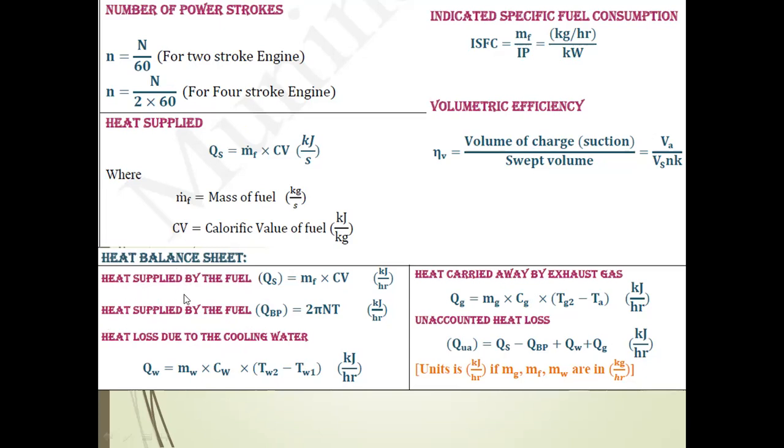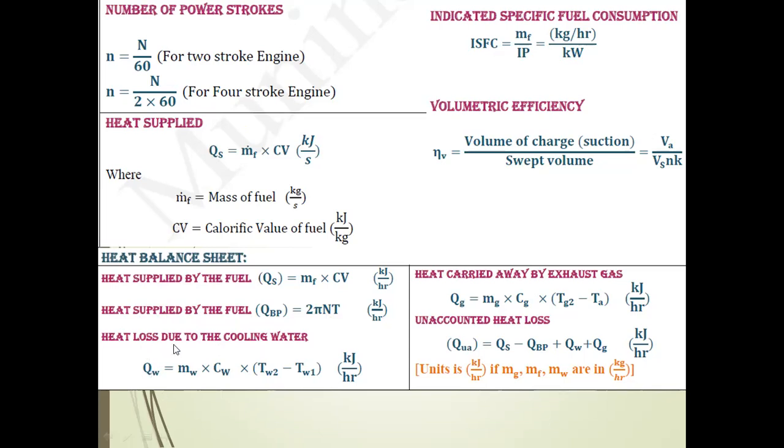So the first one is the heat supply of the fuel. The second one is the heat supply from the brake power, where brake power is equal to 2 pi NT divided by 60 into 1000. After that, as I told about the air, in the heat balance there are three losses: heat carried by the cooling water, heat carried by the exhaust gas, and the unaccounted heat input.